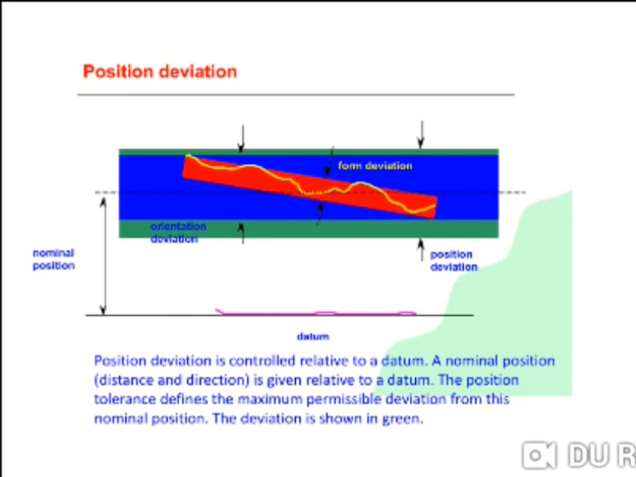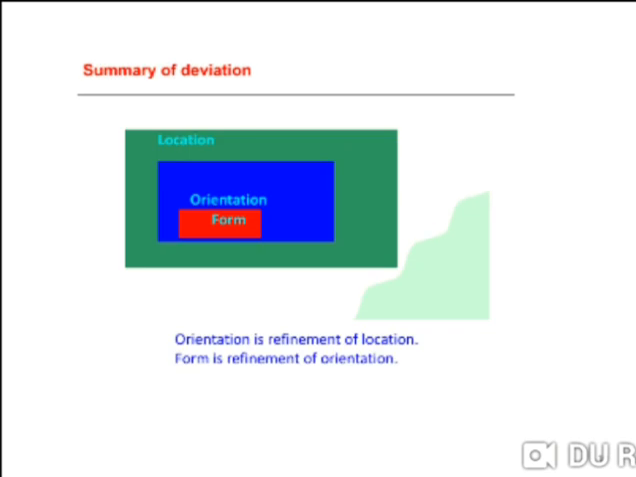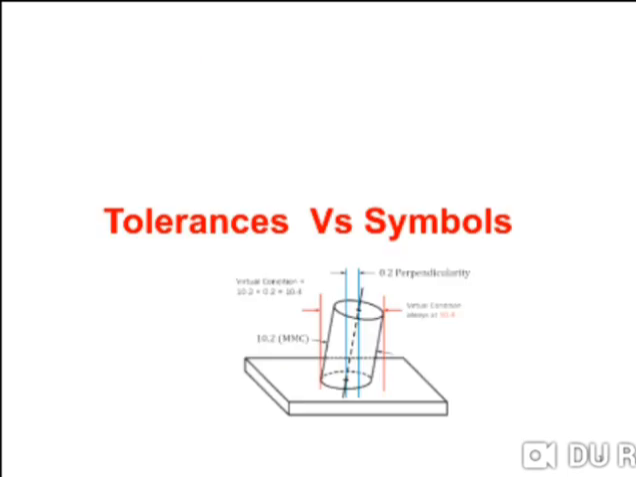Position deviation. Position deviation is controlled relative to a datum. A nominal position, distance, and direction is given relative to a datum. The position tolerance defines the maximum permissible deviation from this nominal position. The deviation is shown in green. Position deviation encompasses both orientation deviation and form deviations. Summary of deviation. Orientation is refinement of location. Form is refinement of orientation.